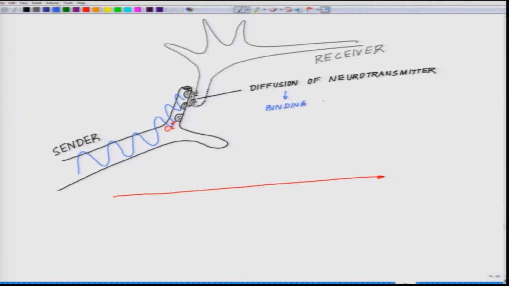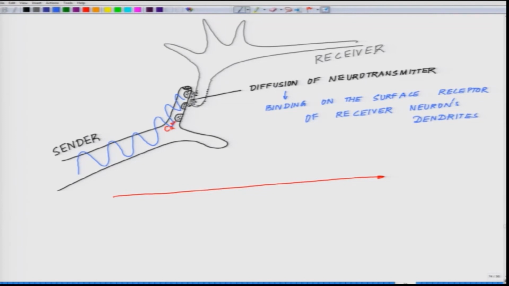Binding on the surface receptor of the receiver neuron's dendrites. Okay. Binding on the surface receptor of the receiver neuron's dendrites.